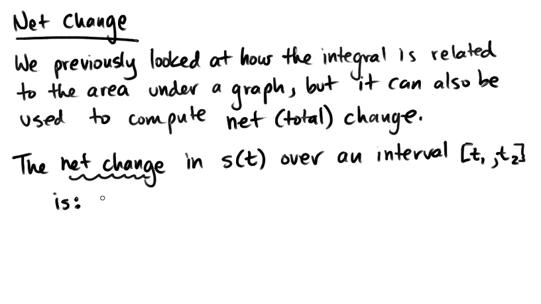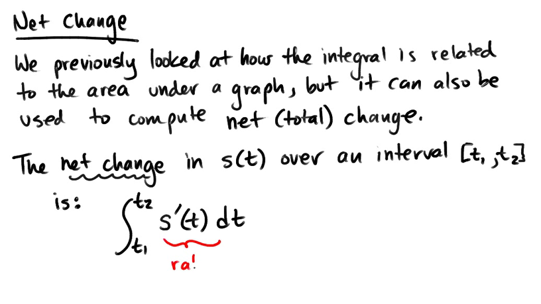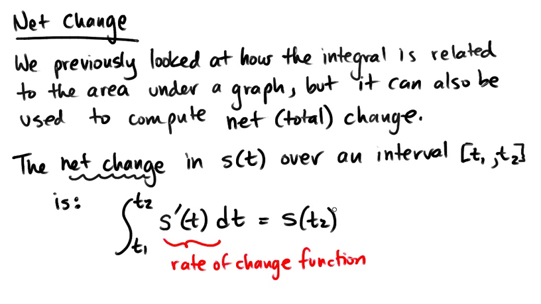So here's the definition of that. The net change in a function s of t, so a position function usually, over a time interval, usually t1 to t2, is given by the integral from time 1 to time 2 of the derivative of the position function. And the derivative of a position function is a rate of change function. We would know that, if it was a position function, as a velocity function. And that's equal to the function being evaluated at t2, take away the function evaluated at t1.